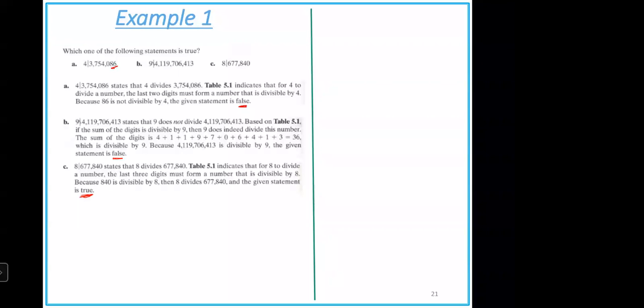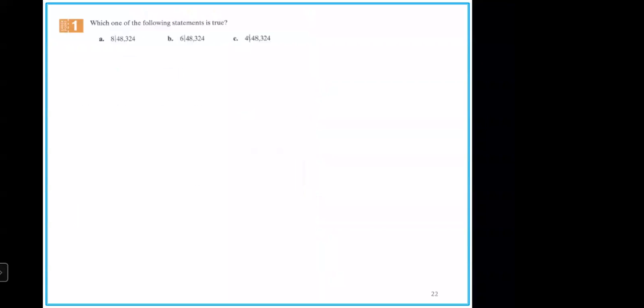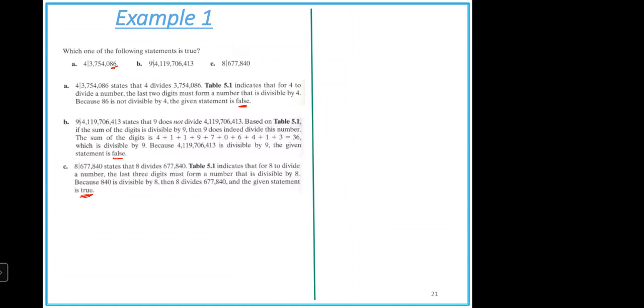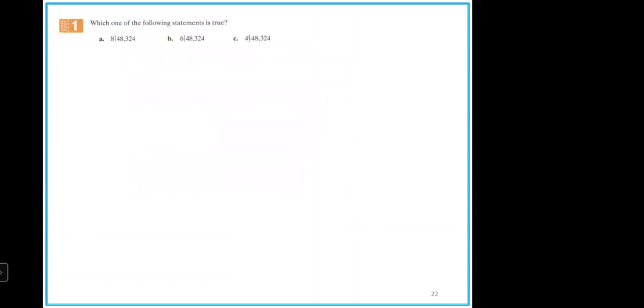So it's true. Okay. So I want you to look at these here. You could either use your calculator or you could use the rule that's given to you on page 229, and answer those 3. I'll give you a minute to do that. State whether they are true or false.